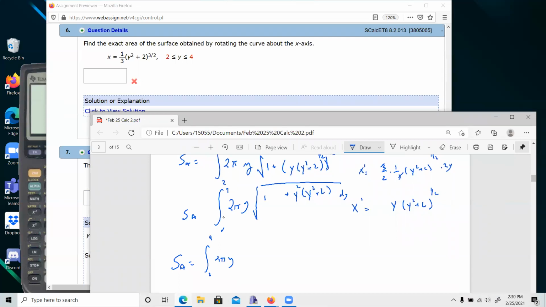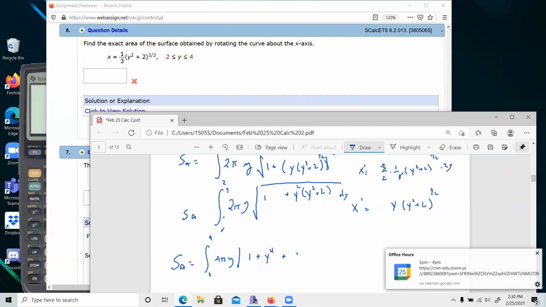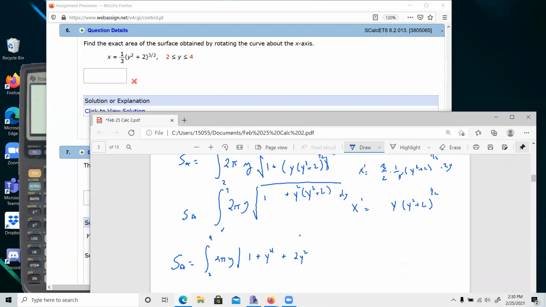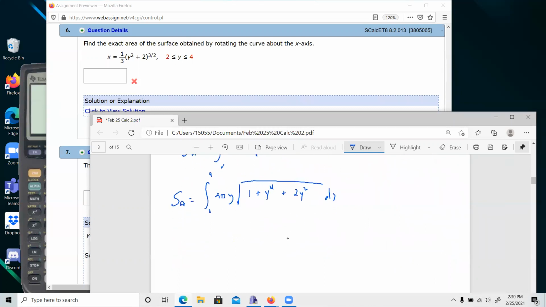And let's figure out what's happening here. We've got a 1 plus a y to the 4th plus 2y squared. All right. That kind of looks like I should be able to factor it, right? Let me just rearrange it and write it in descending form. That's y to the 4th plus 2y squared plus 1. If I didn't know any better, I would say that this would be y squared plus 1 squared.